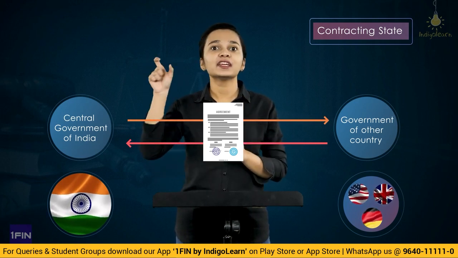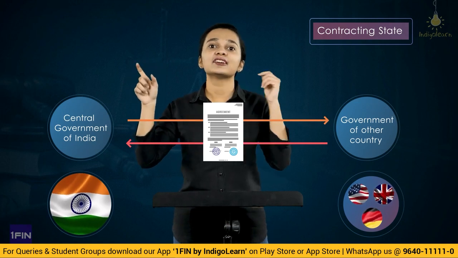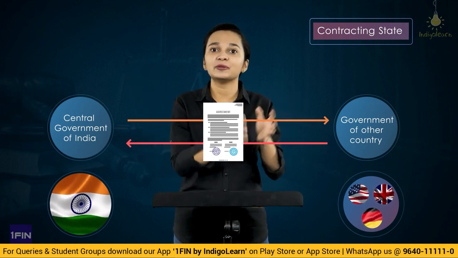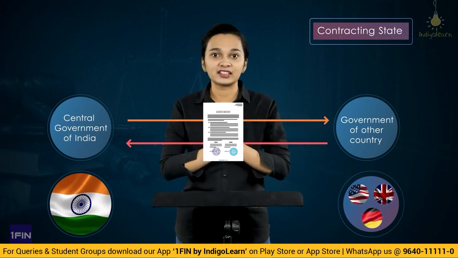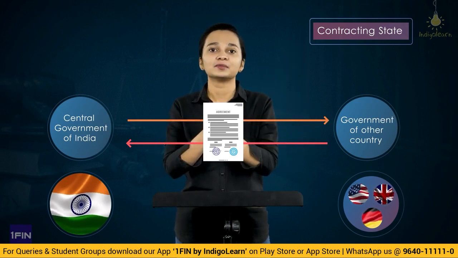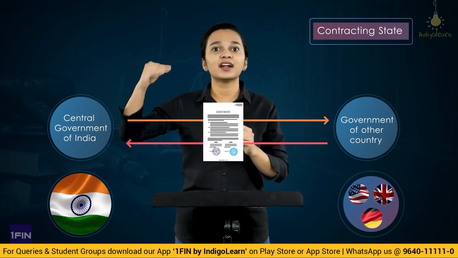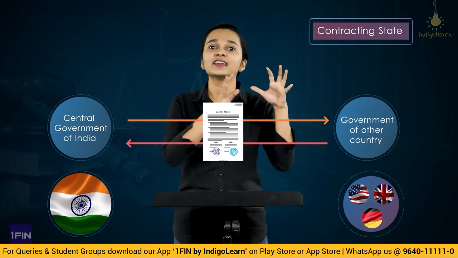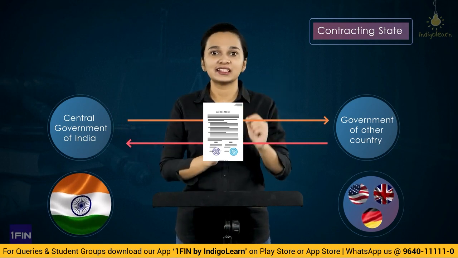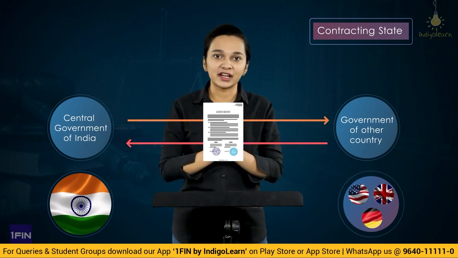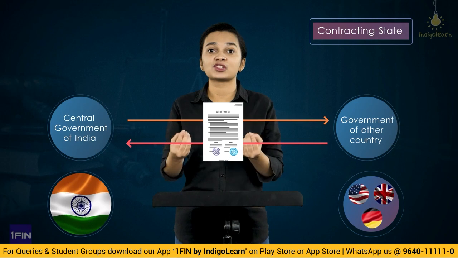So when we refer to this word contracting state, we are referring to any other country with which an agreement has been made by the central government with the government of that other country. So contracting state is nothing but any other country with which an arrangement has been made. Arrangement basically means agreement.